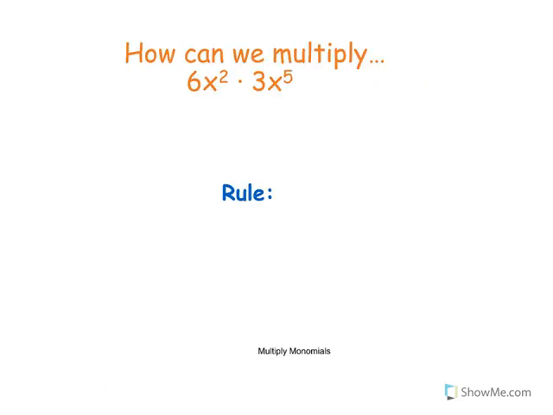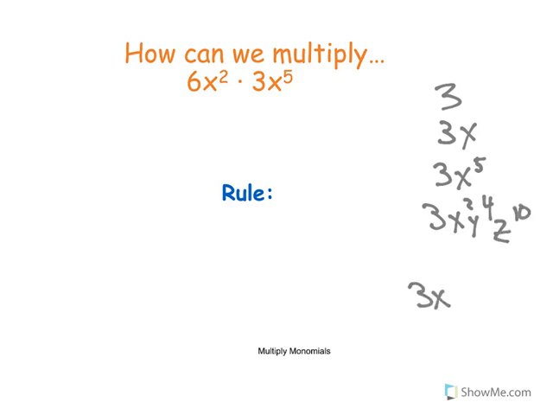So a monomial, or what we call a term, can be a number, it could be a variable, or it could be a combination, right? So a monomial could be 3, it could be 3x, it could be 3x to the 5th, it could be 3x squared, y to the 4th, z to the 10th. Now if we have 3x plus 2, well that doesn't work, that's a binomial. All right, so just as far as the vocabulary, a monomial is just one term. Okay, so how can we multiply these things?